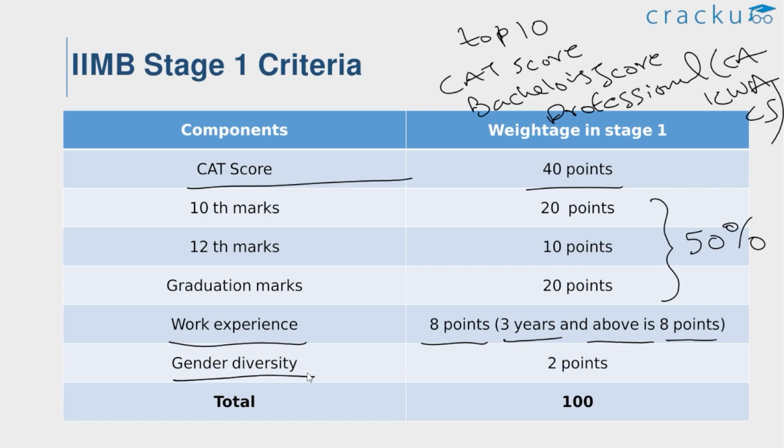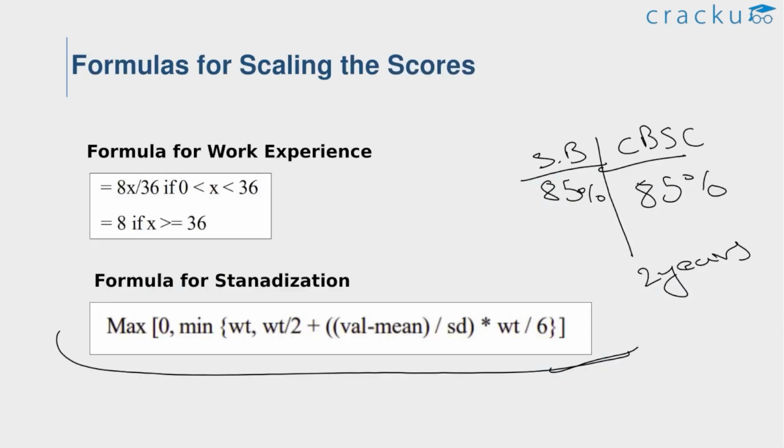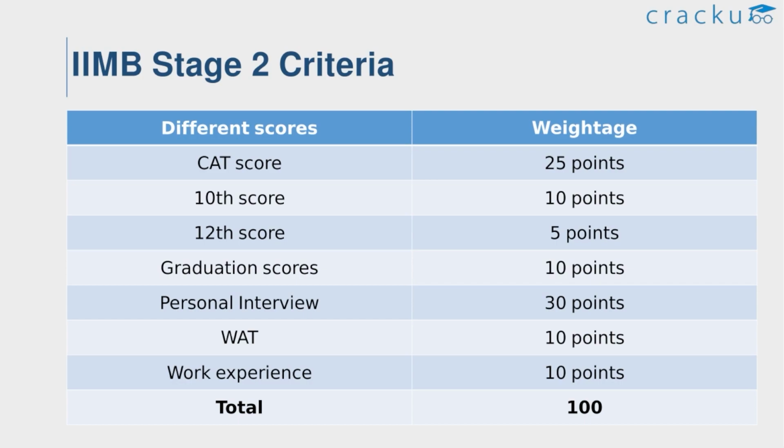And the final one is gender diversity. The weight for the gender diversity is 2 points. The overall weight in this stage 1 selection criteria is 100. So let us see the second stage. This is the final selection criteria in IIM Bangalore.